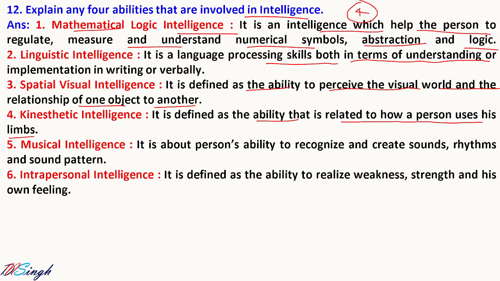Then you have something called intrapersonal intelligence. It is defined as the ability to realize weakness, strength and one's own feeling. अपने बारे में समझना, intra, within. The word intra means inside. Okay, so when you are able to understand yourself, है ना, the ability to realize weakness, strength of its own feeling, उसको बोलते हैं intrapersonal intelligence.